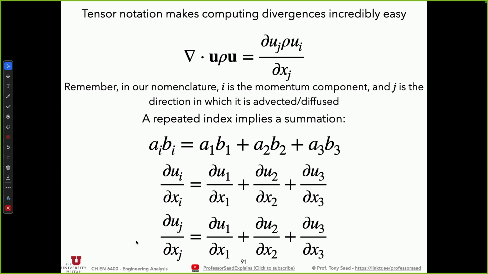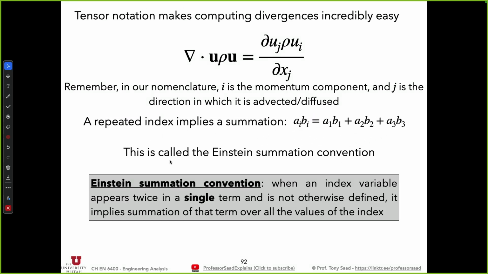But I see it repeated. So I see uj, xj in the same term. Then I need to sum up. That's du1 by dx1 plus du2 by dx2 plus du3 by dx3. So I do anticipate that this is going to turn into a summation. But bear with me. This convention is called the Einstein summation convention.